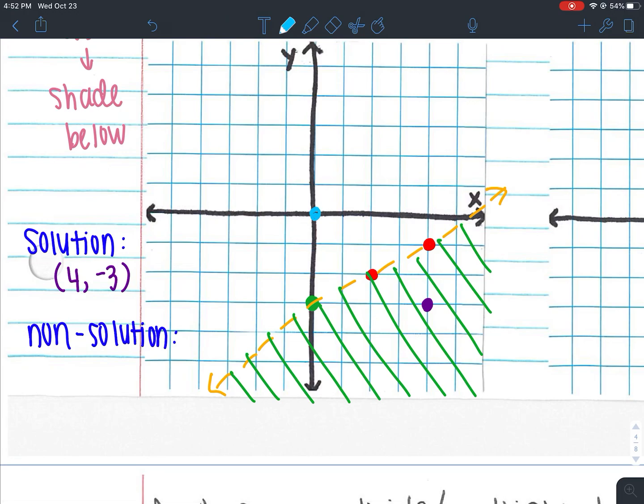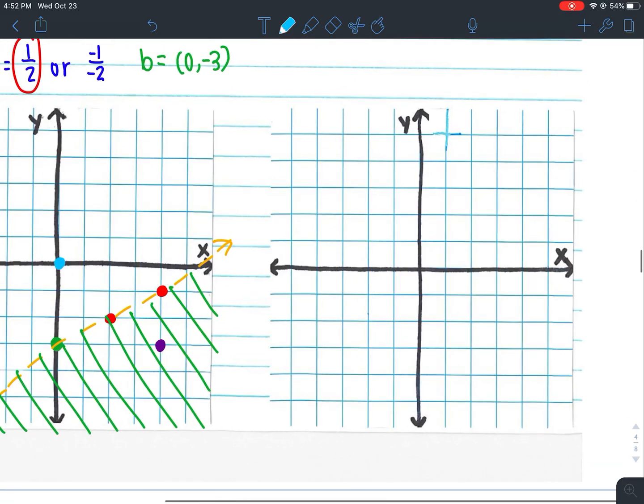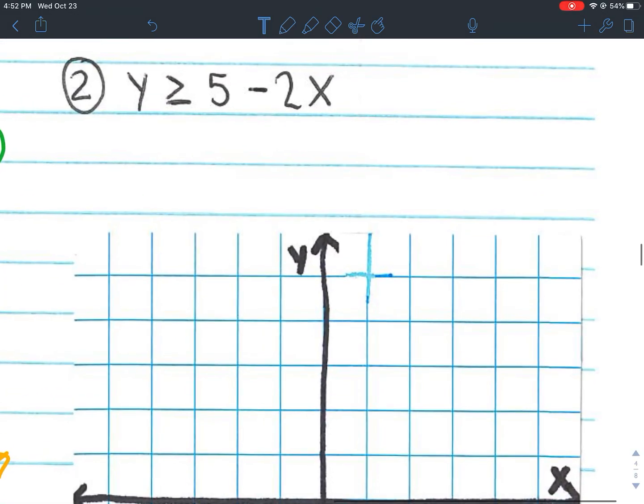A non-solution is in the non-shaded region. So for example, the point (0, 0) would be a non-solution. Or (2, 2), that's also a non-solution because it lands in the non-shaded area. So a solution is in the shaded and the non-solutions are in the non-shaded, okay? And we'll get more practice with that in a little bit.